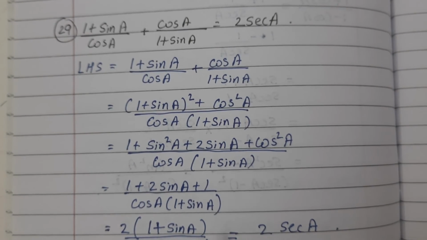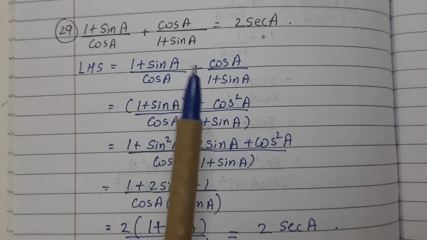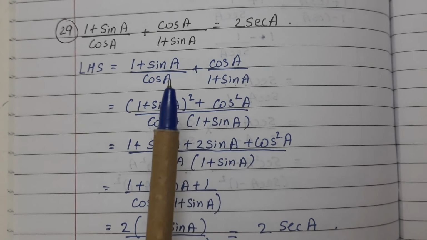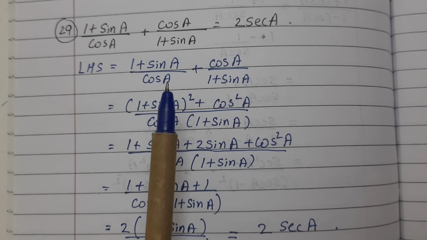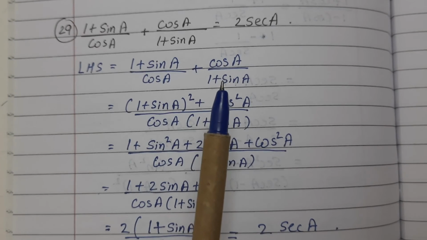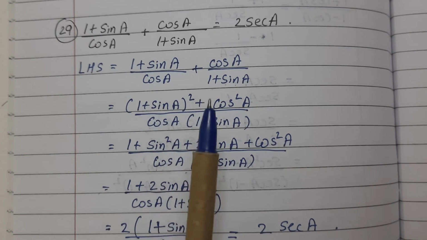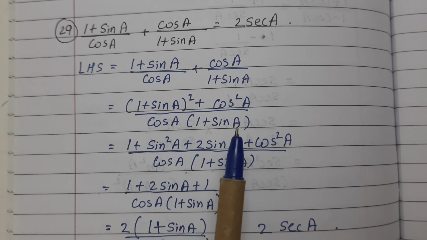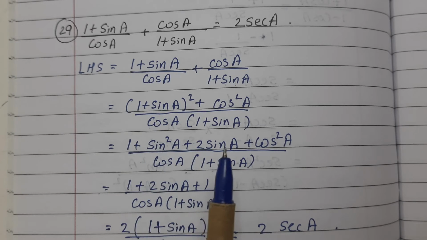Sum number 29. Left hand side is equal to 1 plus sin A upon cos A plus cos A upon 1 plus sin A. LCM of this term is cos A into 1 plus sin A. This term multiply and divide by 1 plus sin A. This term multiply and divide by cos A. We get 1 plus sin A the whole square plus cos square A upon cos A into 1 plus sin A. Open this bracket. A plus B the whole square is a square plus b square plus 2ab.